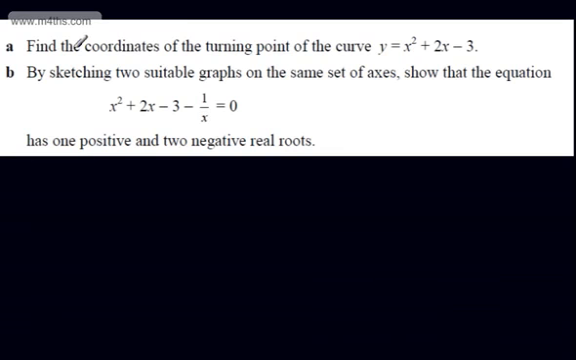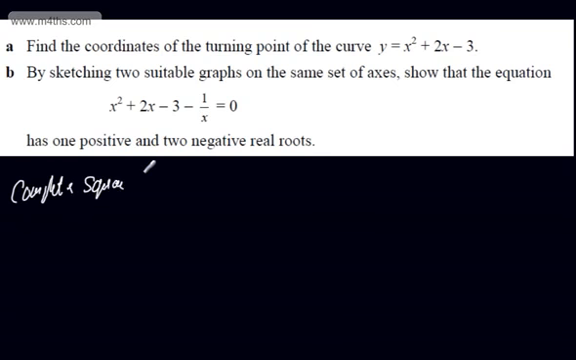It says find the coordinates of the turning point of the curve y is equal to x squared plus 2x minus 3. Okay, now turning points can either mean that you differentiate or complete the square. If it's a quadratic, often you complete the square. So the turning point in this particular case is going to be the minimum. So what I'm going to do is complete the square, for turning point.